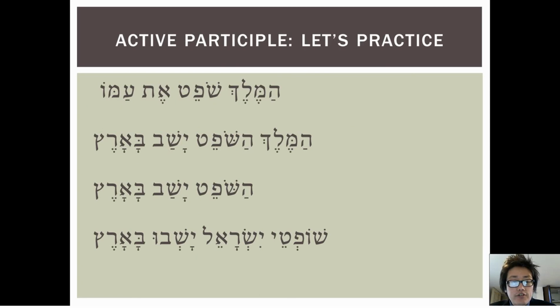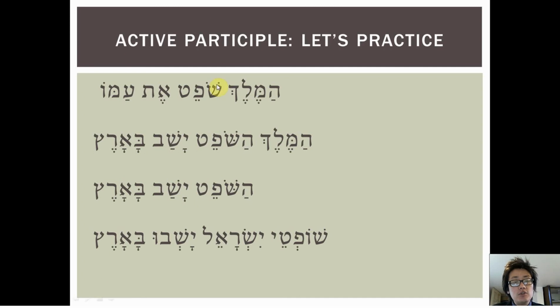Hamelech shofet et amo. Okay, well, we have first Hamelech, right? And shofet. Shofet is going to be our participle. Now, you might want to ask yourself from the very beginning, is this going to be a nominal participle? That is, the participle functioning as a noun? Is it functioning as an adjective? Is it functioning as a verb with a subject? Well, in this case, let's begin.